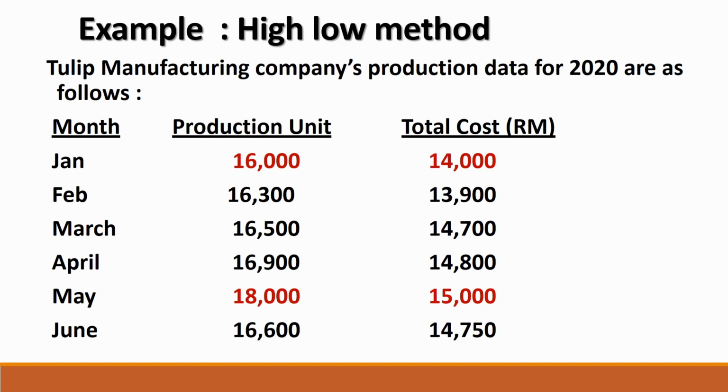Okay, now we look at the example for the high-low method. A manufacturing company's production data for 2020 are as follows. This column represents the months of January, February, March, April, May, and June. This column represents production units or activities, the level of activities. And this column represents total cost.